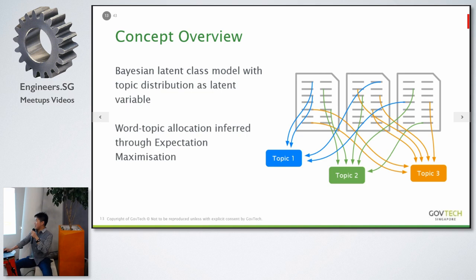This slide is just a bunch of jargon. Basically, topic modeling is a Bayesian model that has some latent class, and the latent class means that there are some hidden variables within the topic generation process, and these hidden variables are the topic distribution within documents as well as the word distribution within topics.